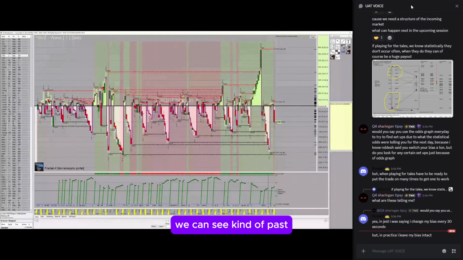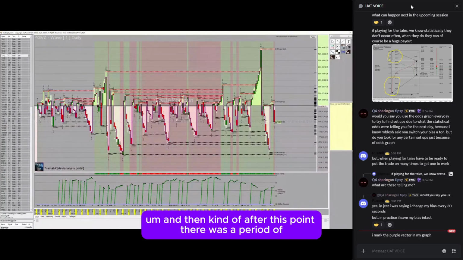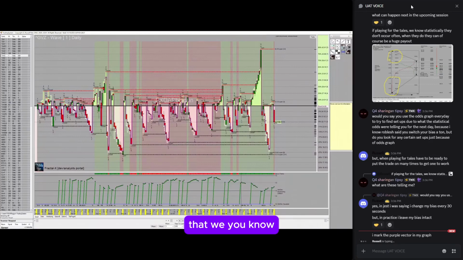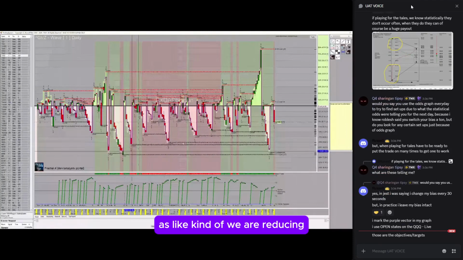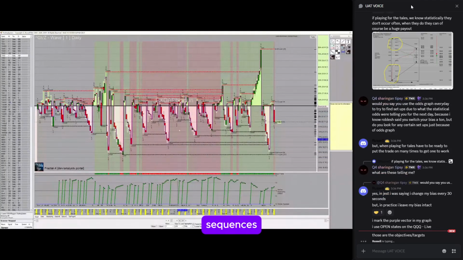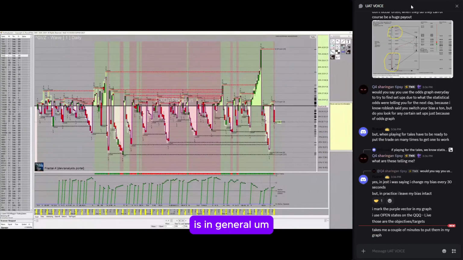We can see a good example from the past. This is gold rising significantly during the April tariff follies. And then after this point, there was a period of lull or calm for gold volatility. You just look at the price action chart: gold goes up, flattens out for several weeks, a month or so, then goes back up again, in the same period where we are reducing these downside sequences and increasing the upside. That's the period that gold is waking up. In terms of price, it doesn't matter up or down, it's volatility in general.